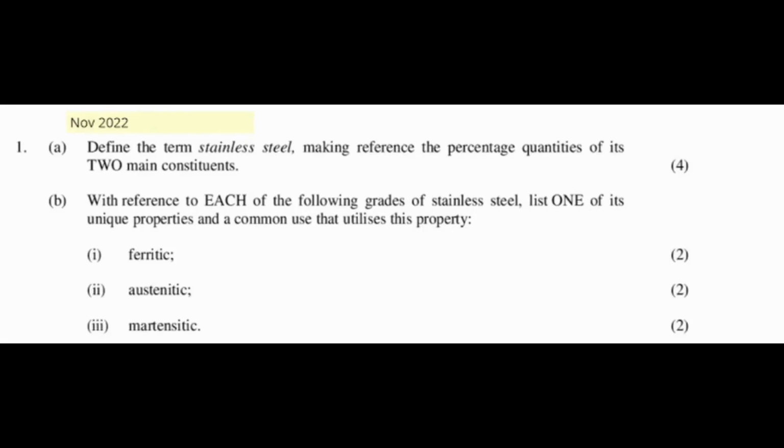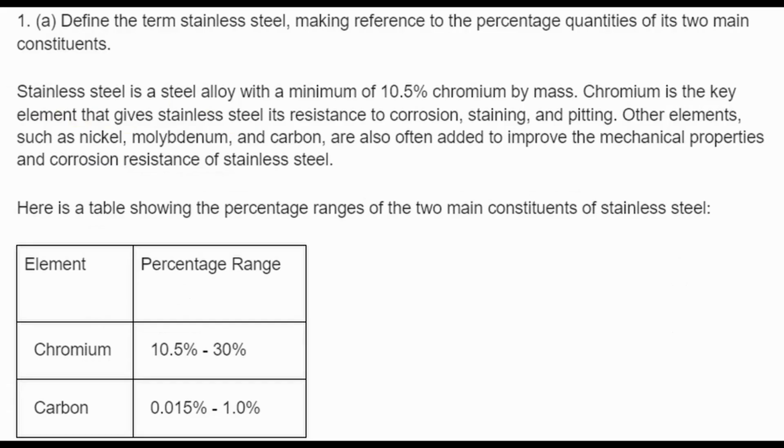Define the term stainless steel, making reference to the percentage quantities of its two main constituents. Stainless steel is a steel alloy with a minimum of 10.5% chromium by mass. Chromium is the key element that gives stainless steel its resistance to corrosion, staining, and pitting.